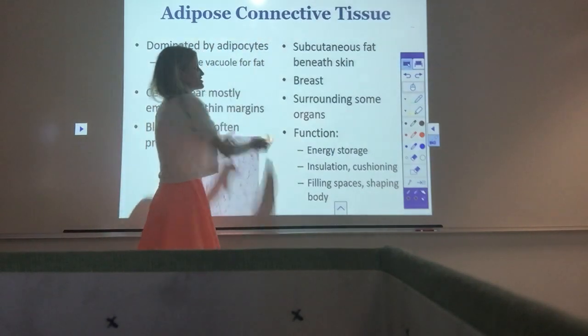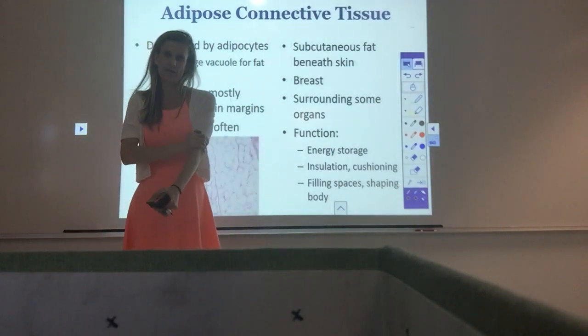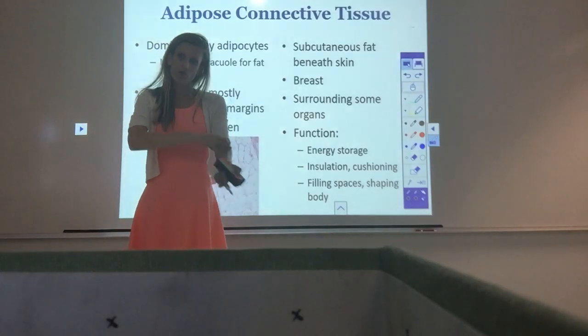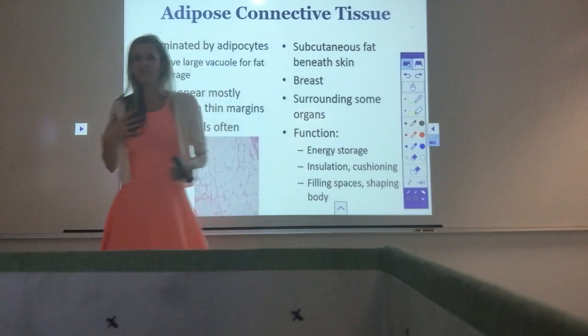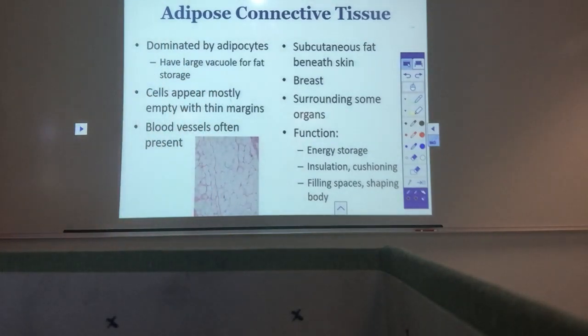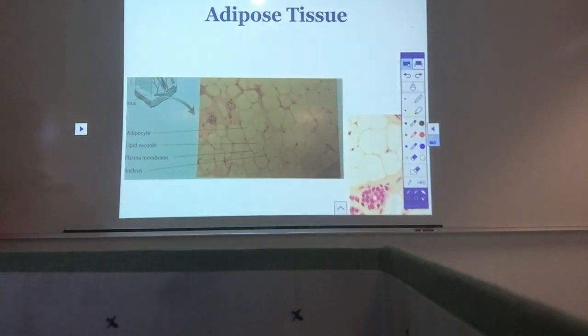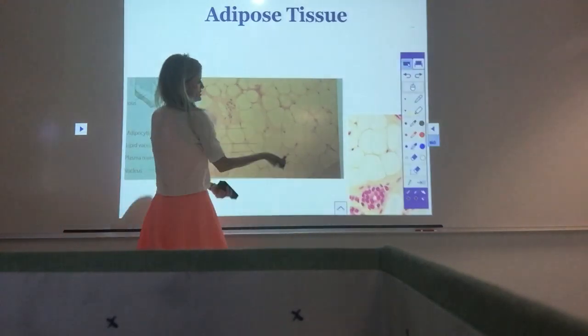We find it in our subcutaneous layer beneath our skin. That's why when you store a lot of fat, your body shape changes, right? Because you store more adipose tissue in the breasts, the buttocks, and really anywhere all throughout the body. This is where we store lipids. So this is showing us adipose tissue.